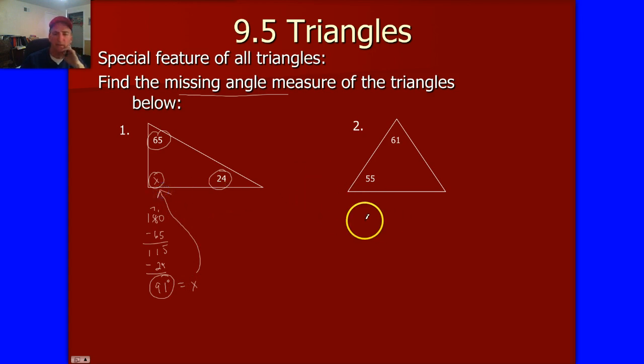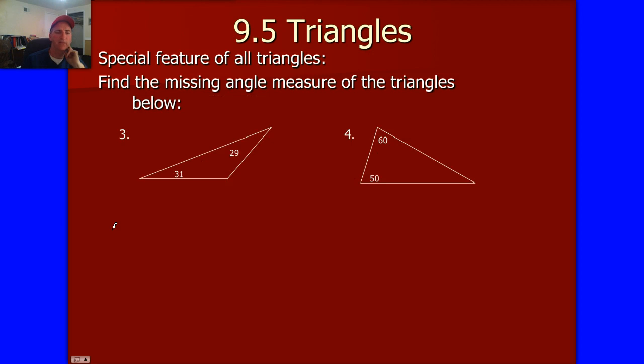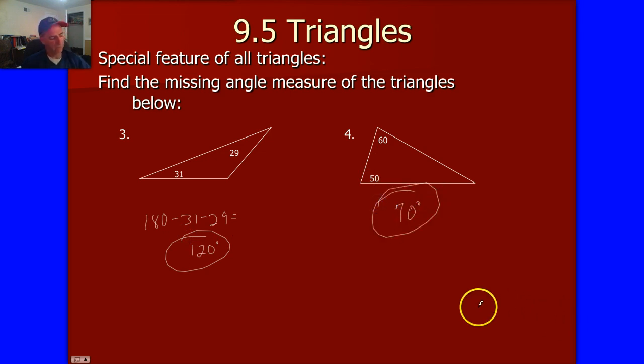So if you did the same thing for the other ones, if you took number 2, a little faster way to think about it, if you just want to grab your calculator, 180 minus 61 minus 55, you punch that in, and you get 64 degrees right there. So all based on the fact that the sum of the interior angles of any triangle is equal to 180 degrees. Number 3 did the same thing, 180 minus 31 minus 29. You work that out and you get 120 degrees, I believe. And then the last one, if you did the same thing, I believe we came up with 70 degrees for that for you. So hopefully that's easy enough for you.